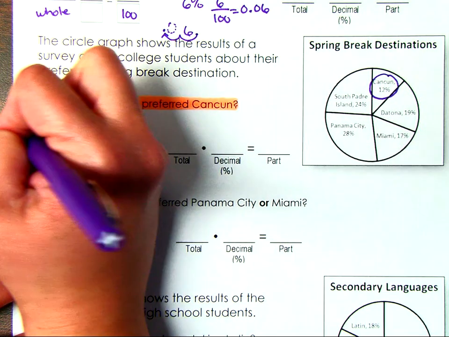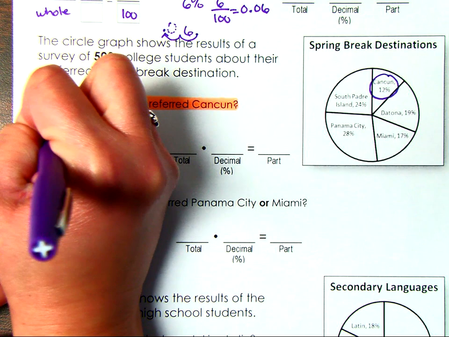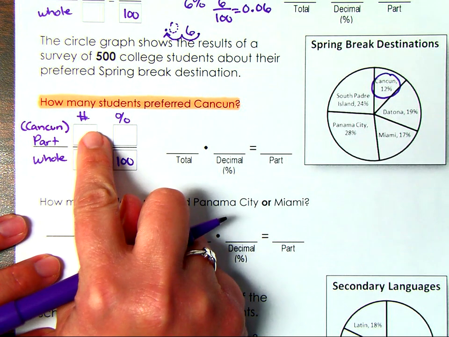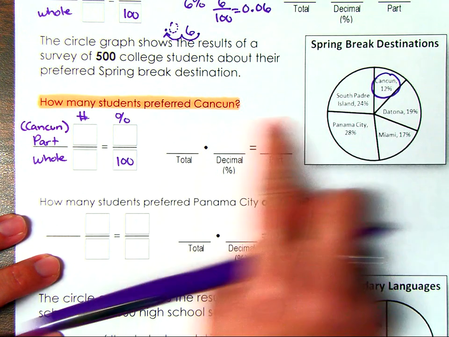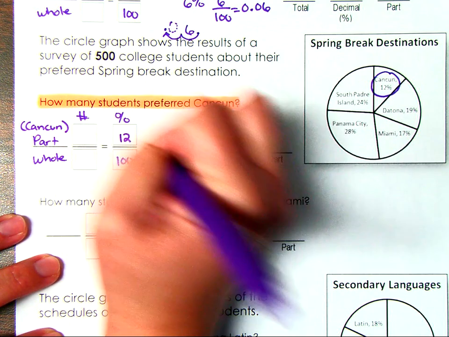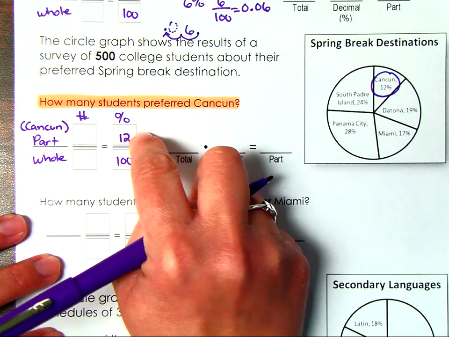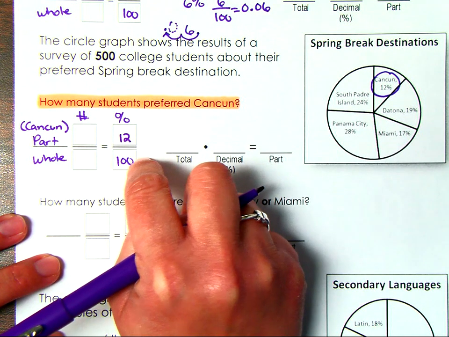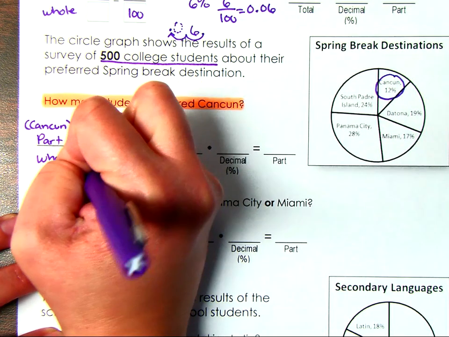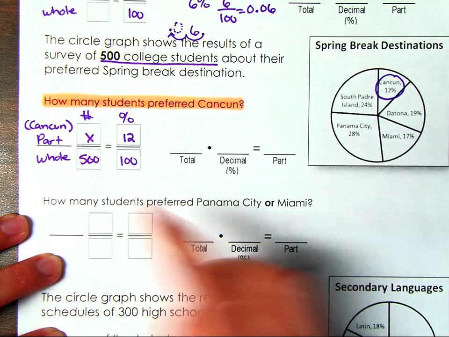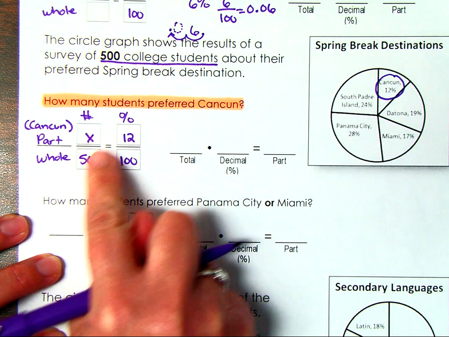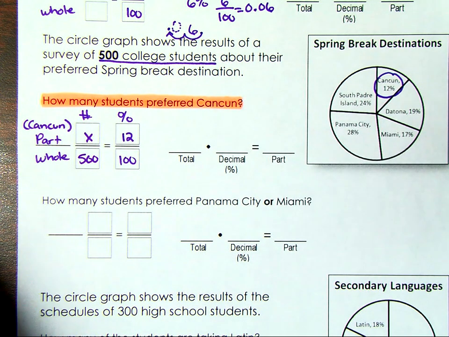The part specifically we are looking at is the students that went to Cancun. We don't know how many surveyed there were as a number, we know the percent. So we're not going to put 12 there, we're going to put 12 over 100 because it's 12% out of 100%. We do know that there were 500 college students, so that's my total. So we're looking for the part that is 12% of 500.